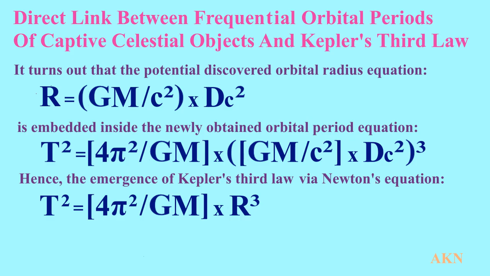It turns out that the potential discovered orbital radius equation of the frequential orbital motion quantization mechanism, shown here via the letter r, is embedded inside the newly obtained orbital period equation, shown here via the letter t squared. By simply inserting r to replace its equation, we can see the emergence of the Newton-induced Kepler third law equation.